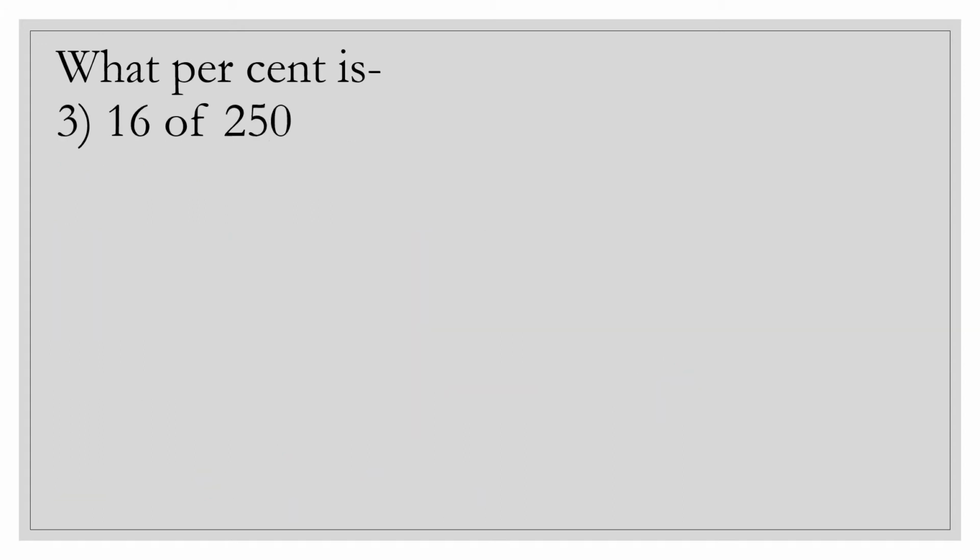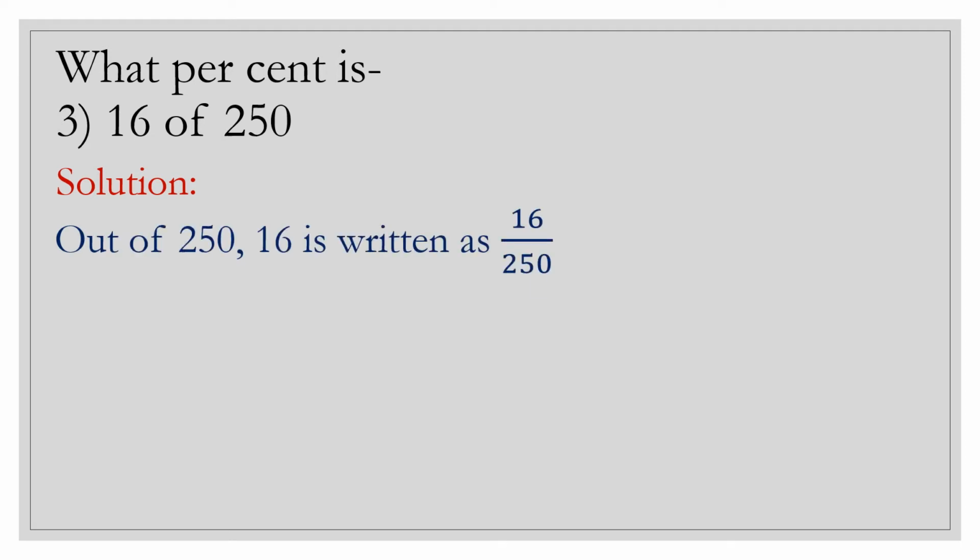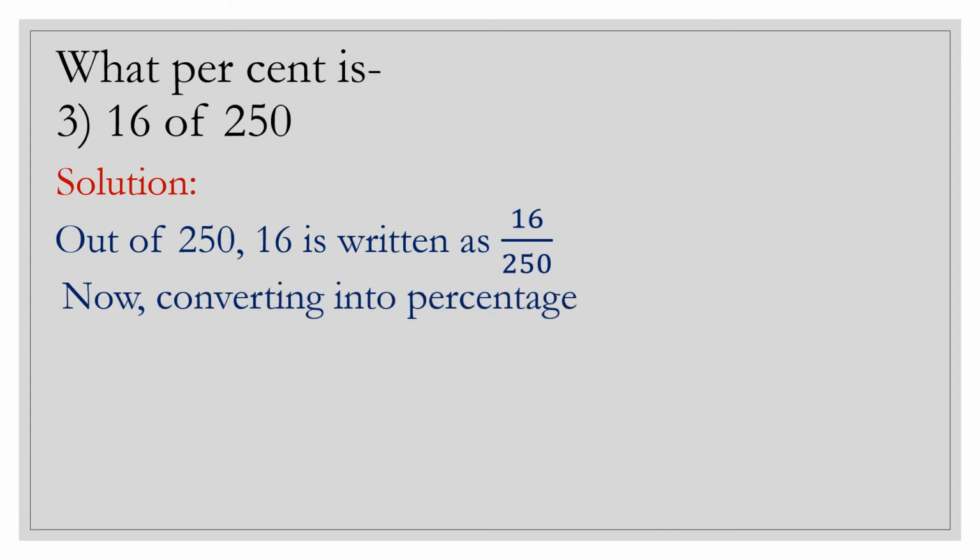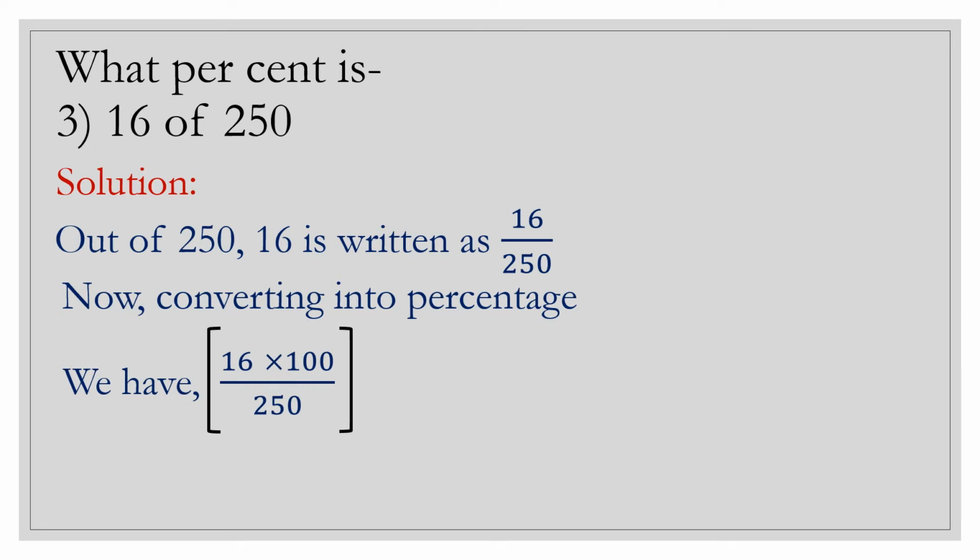The next is question number 3. What percent is 16 of 250? That means out of 250, 16 is written as 16 upon 250. Now converting into percentage. And we know that if we convert a fraction into a percentage, multiply the fraction by 100 and put the percentage symbol. So write down 16 upon 250 multiply by 100 in bracket and put the percentage symbol.